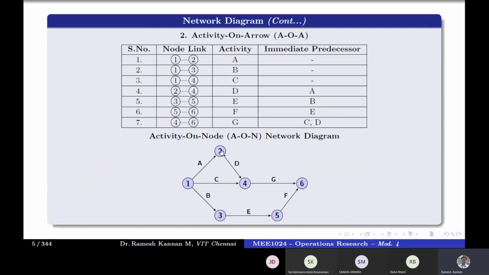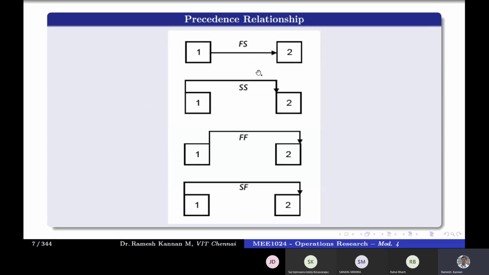In our previous example, this is a precedence relationship, a finish to start. Unless event 1 is over, you cannot start 4 or 3. So it only starts when the previous event gets over. This is a very common logic.